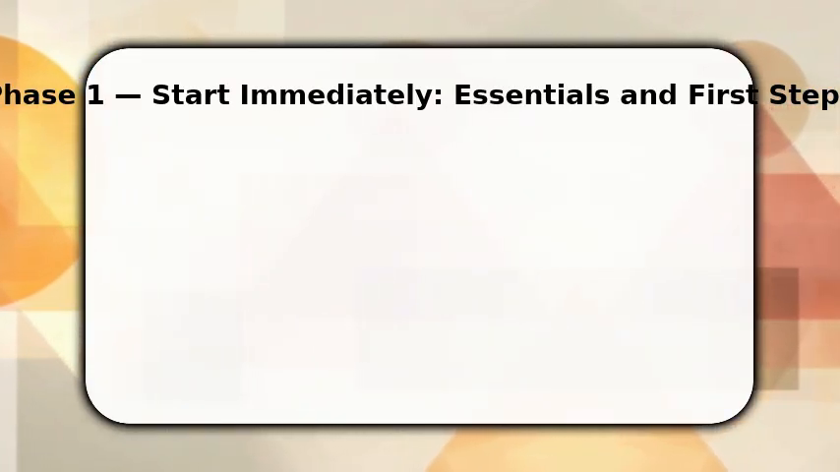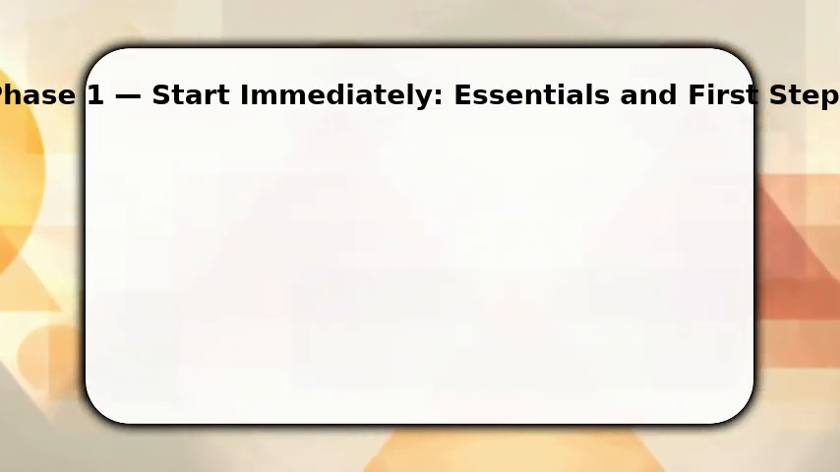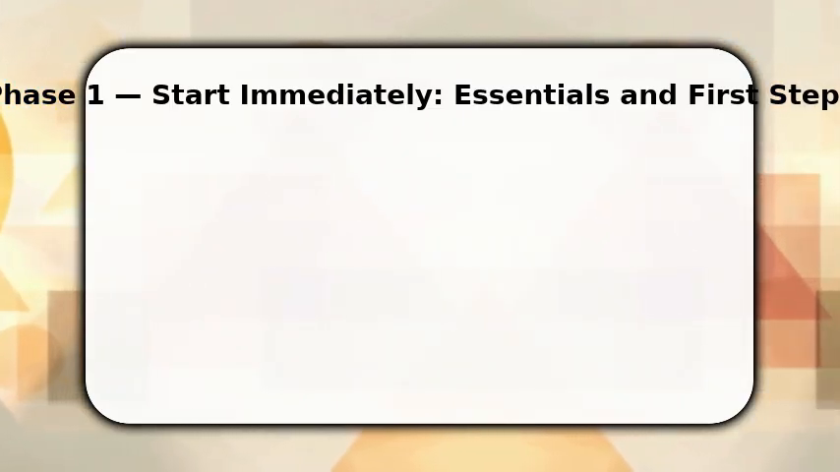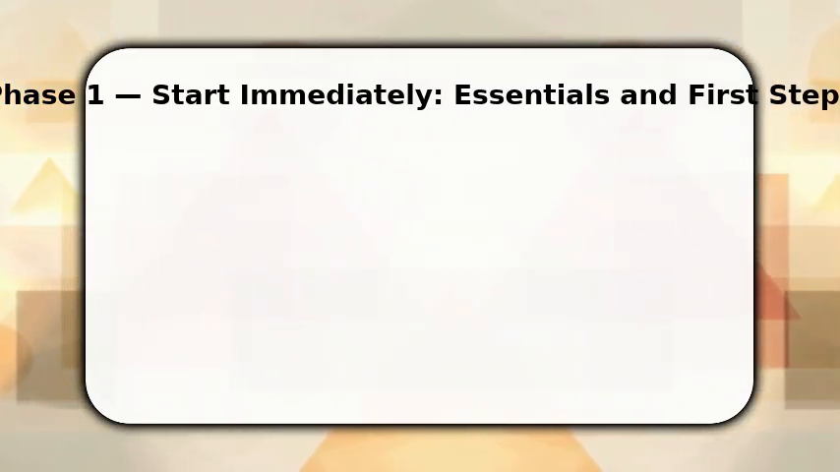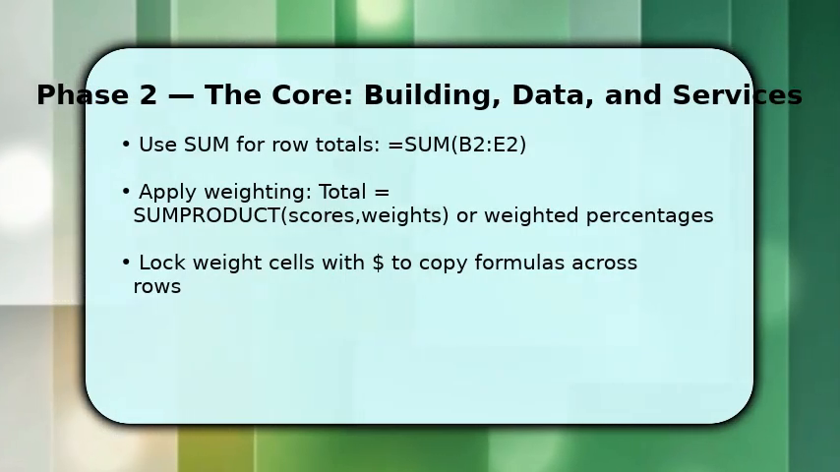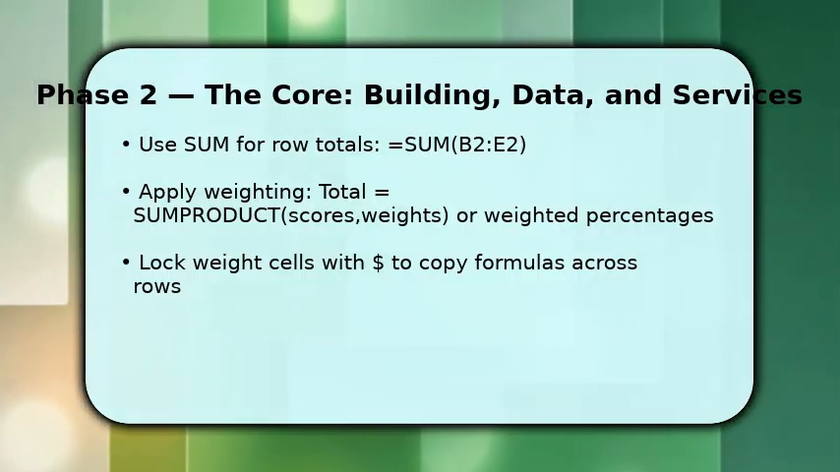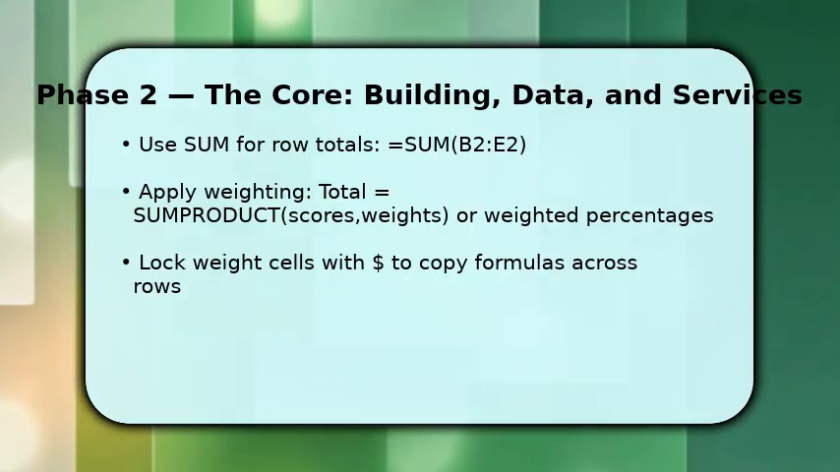Now enter a couple of sample scores to test formulas. You'll see why consistency matters when totals immediately calculate. Now calculate each student's total using formulas. You can use SUM for simple totals. For weighted grading, use SUMPRODUCT with a fixed weight range so each assignment counts correctly.